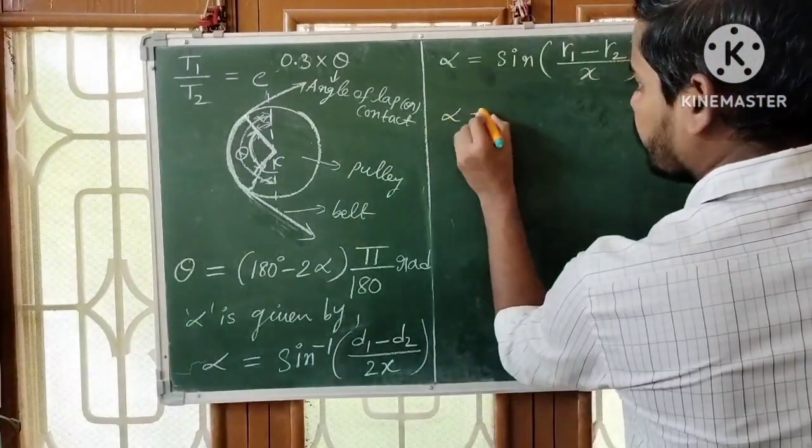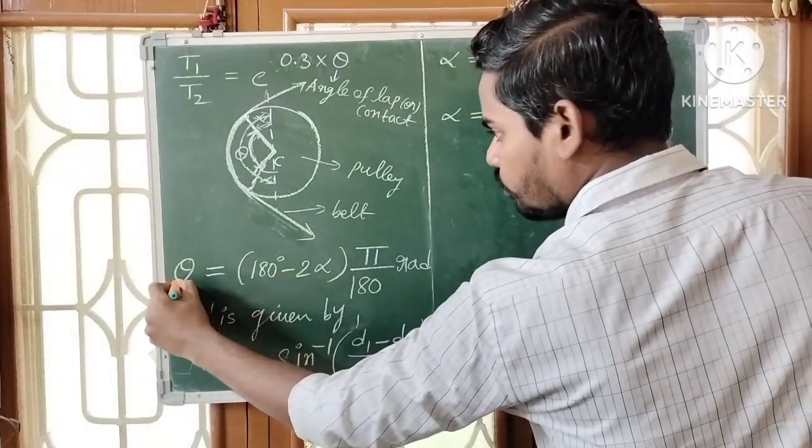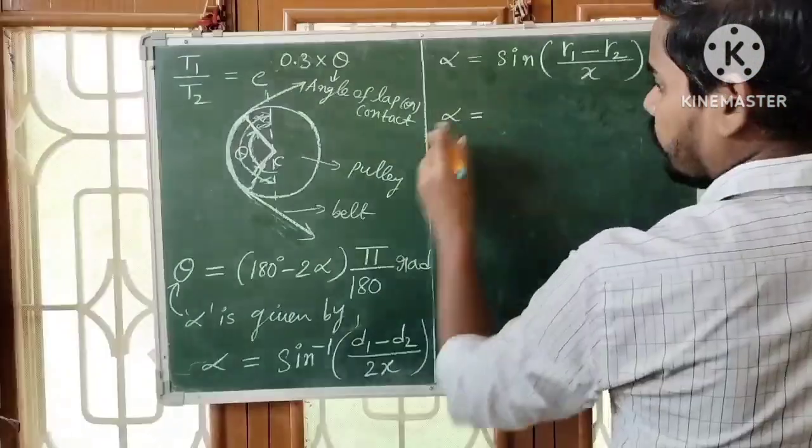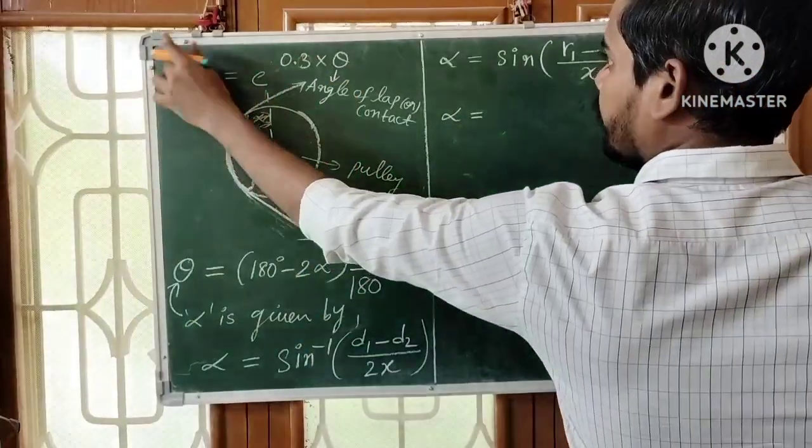So let us find alpha first of all. To find theta, we need alpha first of all. Once we get theta, we can find the T1 by T2 ratio.